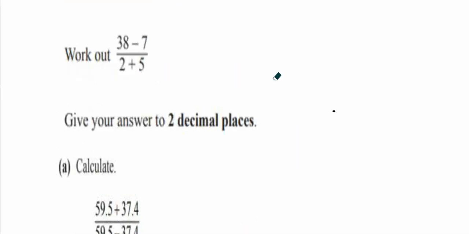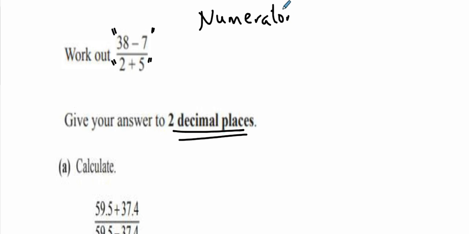All right, we have this page now. Work out 38 minus 7 divided by 2.5. Give your answer to 2 decimal places. Okay, we have a numerator and a denominator, so we separate them. First do the numerator, 38 minus 7. What is 38 minus 7? The answer is 31.